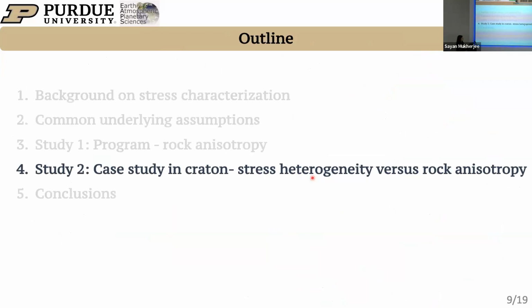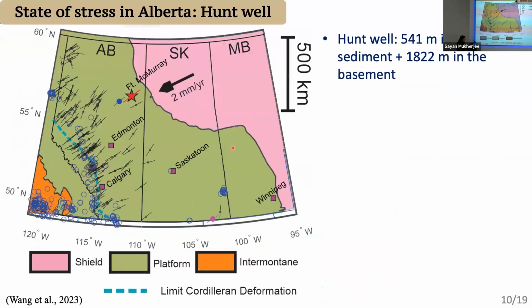Now, after the hypothetical case study, I want to show a real case study to show how, in the field, when we do the interpretation, rock anisotropy will affect my stress interpretation. We have a well located here, in Alberta. And this well is a well of opportunity, as Doug mentioned. It has around 500 meters in the sediments, but around 1800 meters in the basement.